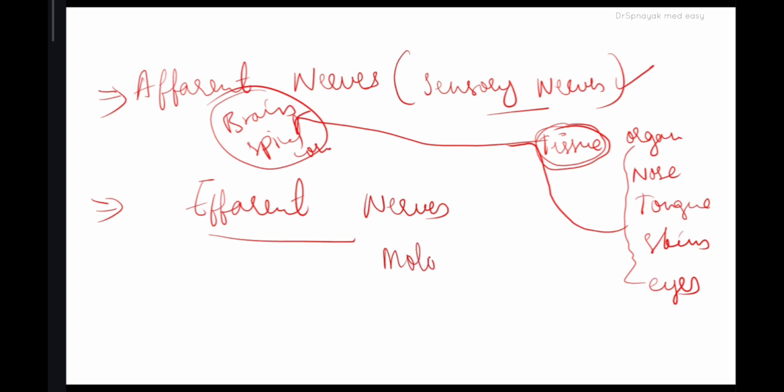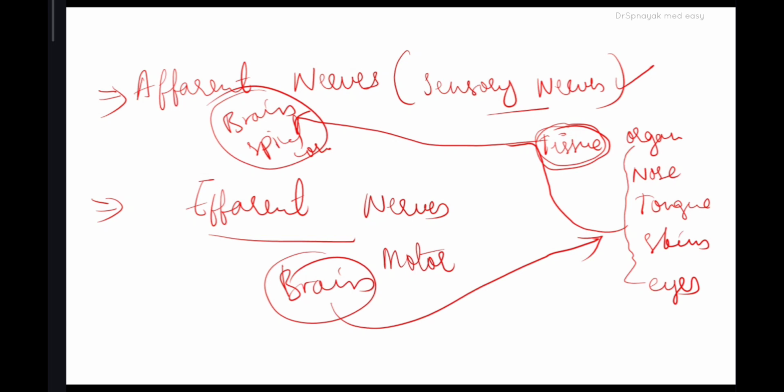motor nerves. These motor nerves, what do they do? They do exactly the opposite. Motor nerves send information from the brain to the organs or to the tissues. I think it is very clear to you. Afferent nerves are called sensory nerves. They actually start from the tissue and enter the brain or spinal cord.